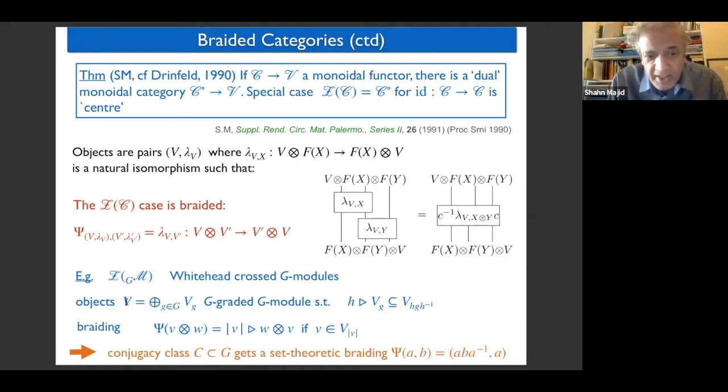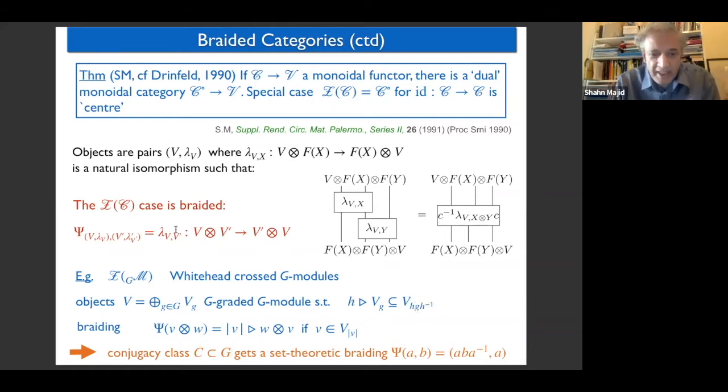So the objects are G modules, because that's the underlying category, that's V here, with further structure, which is contained in lambda. And that further structure is a G grading. So they're G graded G modules. And the two are compatible. Namely, if you act on something of degree g by h, then it lands in something of degree h g h inverse.